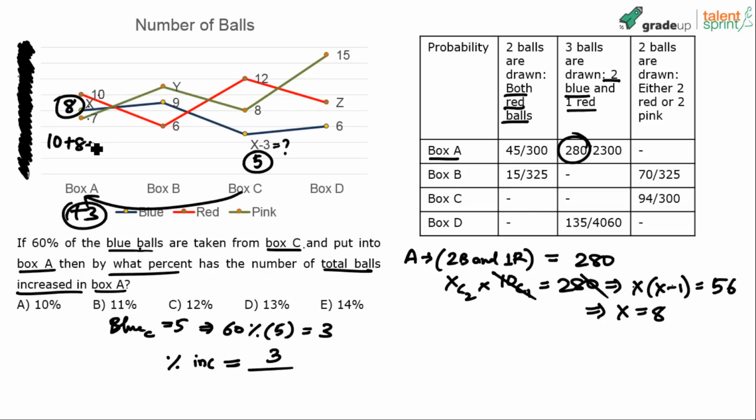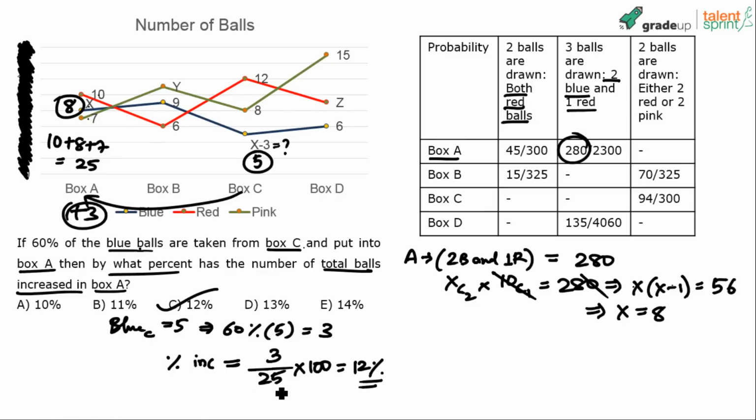10 plus 8 plus 7, which is 25. So 3 by 25 into 100. And 3 by 25 into 100 is 12%. 4 times 3 is 12. So option C would be the answer. Right? Option C, 12 will be the answer.